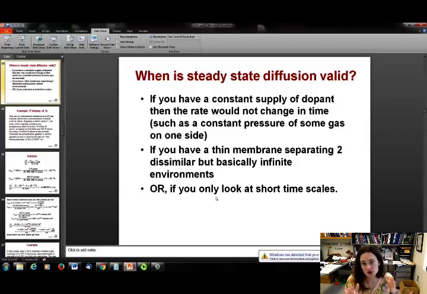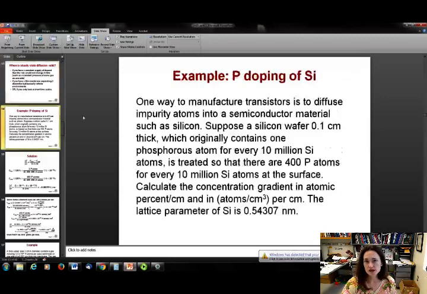Also, things look linear when you only look over short time scales. So if you only look over short time scales, even something that's nonlinear can look linear for a brief period of time. All right, let's work on an example problem for this steady state diffusion.